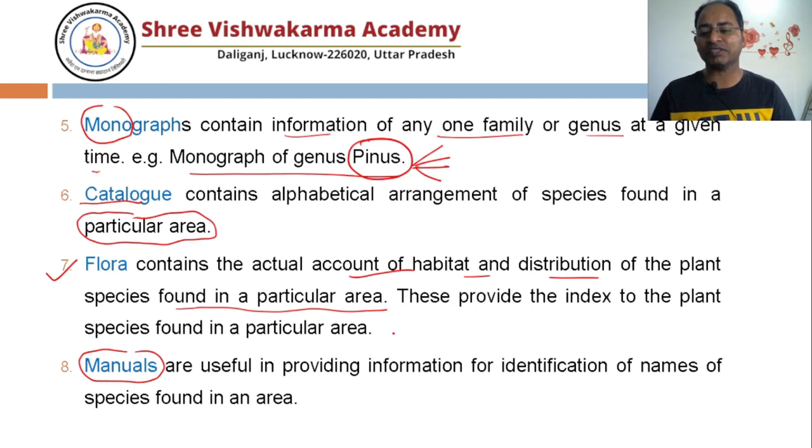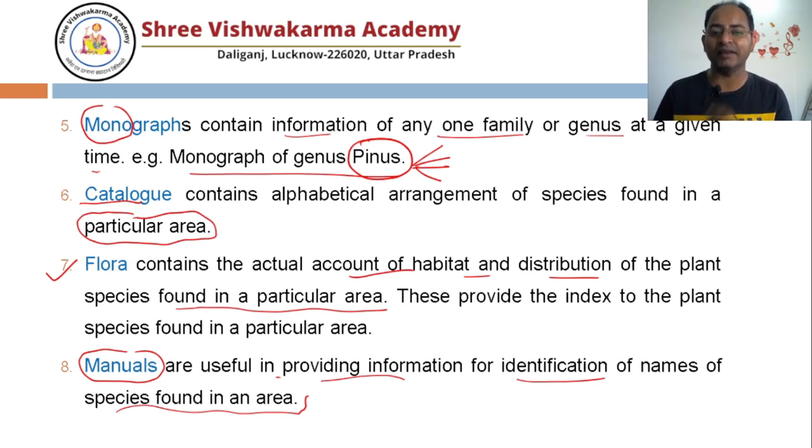Likewise, manuals are useful in providing information for identification of names of species found in an area. Means by using that particular manual, if you go to a particular area, you will be able to identify the organism. It is just a kind of guide. Suppose you get the catalog of any particular area and you go there, you try to identify, the manual will be given. By using that manual, you will easily recognize that particular organism.